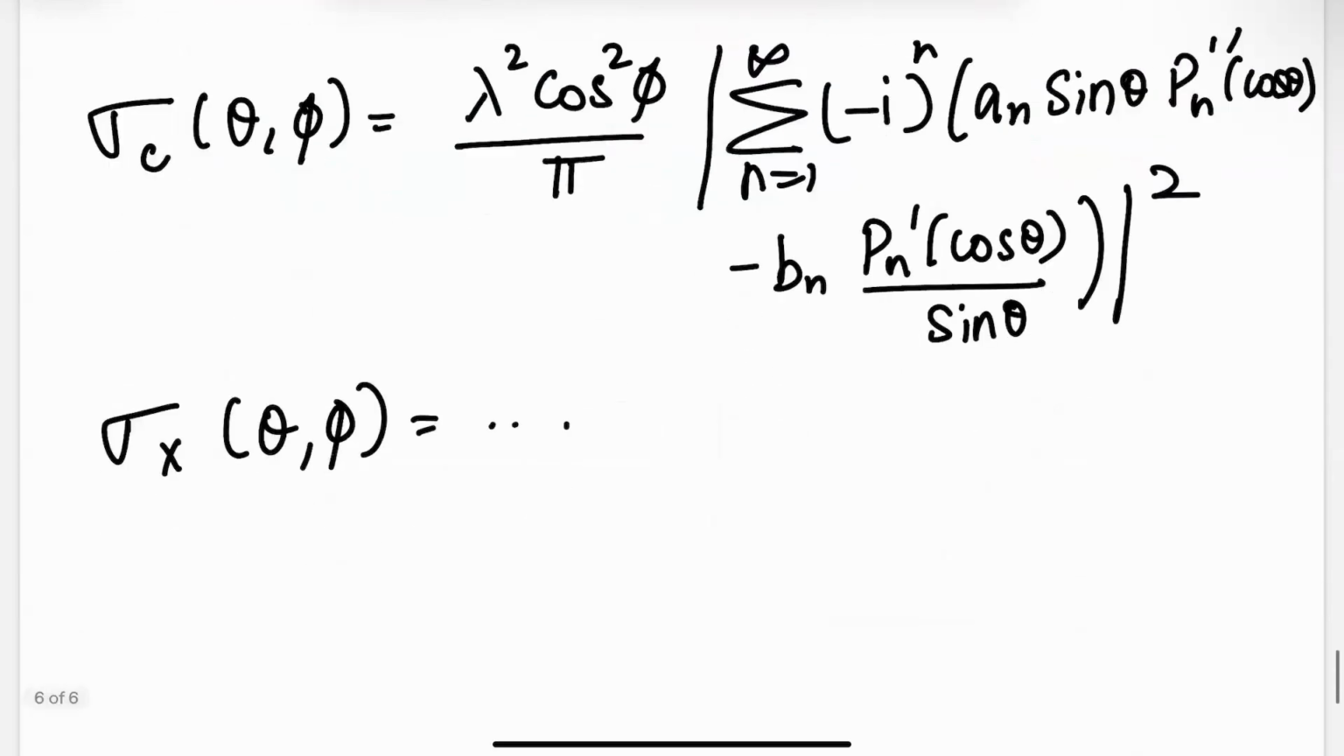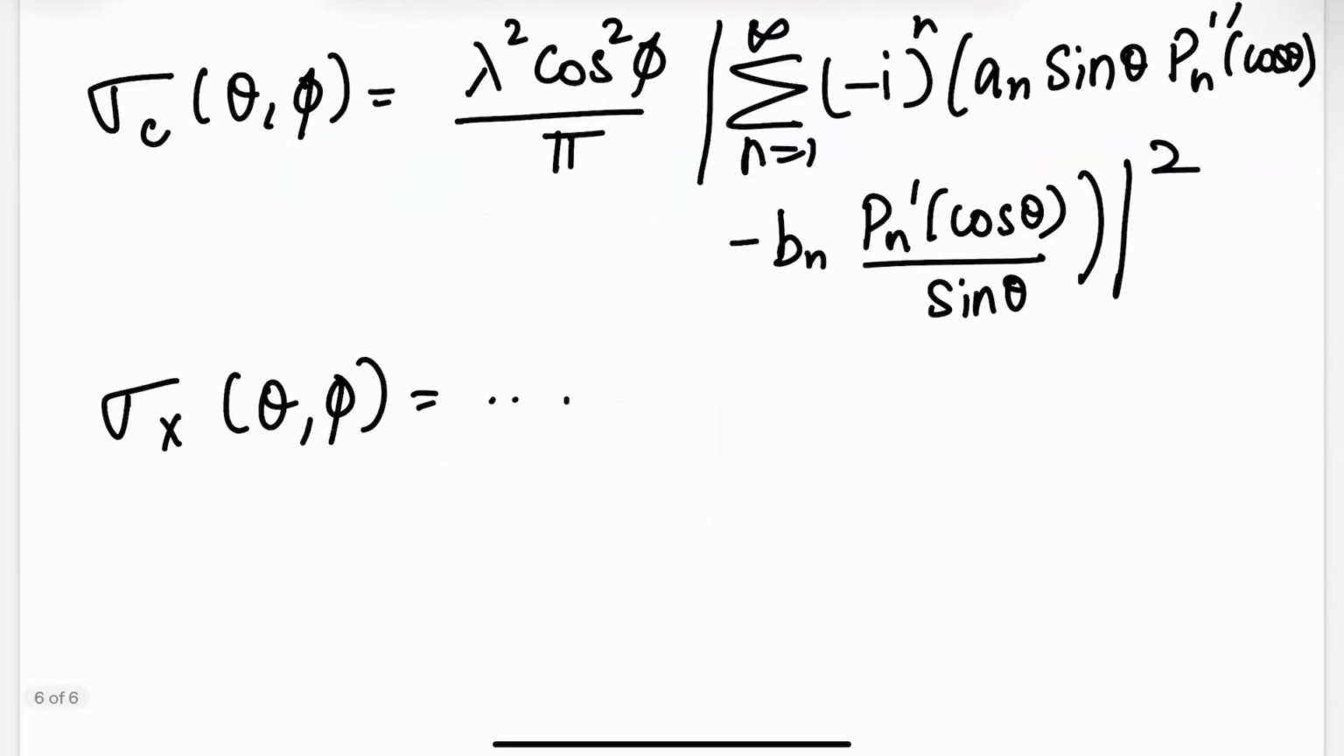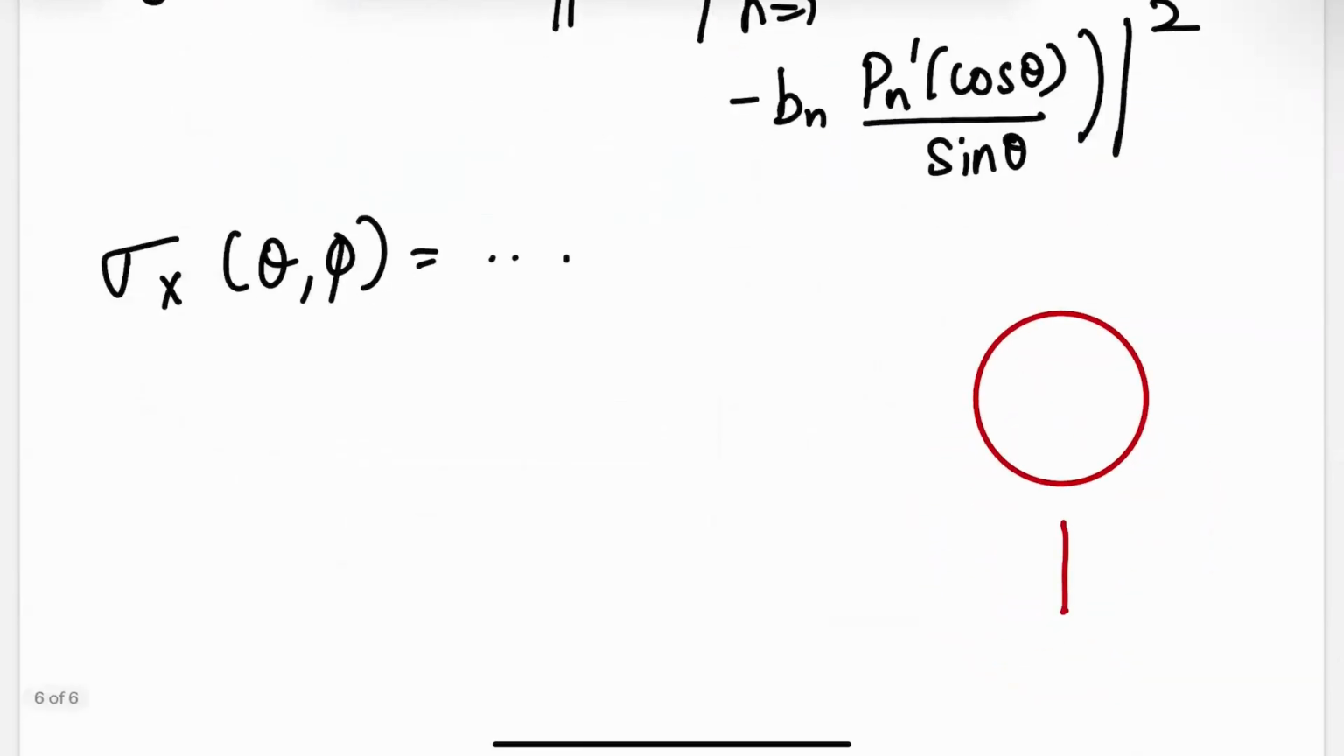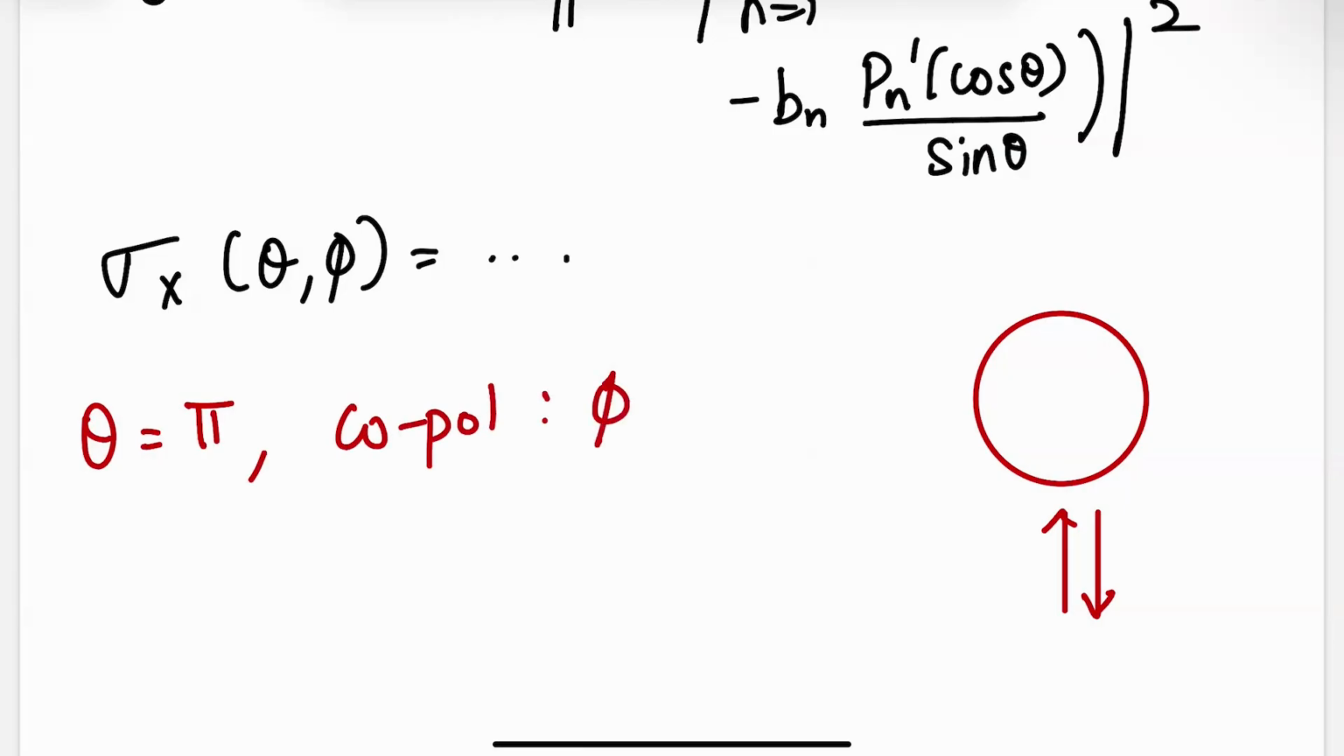Okay, now what we want to do is look at the copole and cross pole only in the backscatter direction. So I had my sphere, the metallic PEC sphere. I came in from the bottom, and I want to see what went back in the same direction. Which means I need to set theta equal to pi, the observation direction, and copole would then be phi equal to 0, and cross pole would be phi equal to 90.